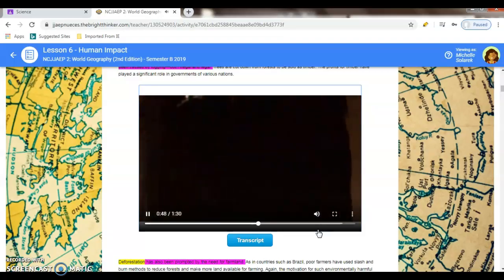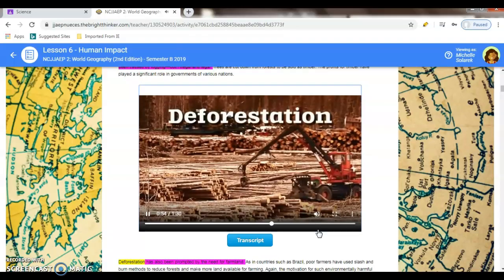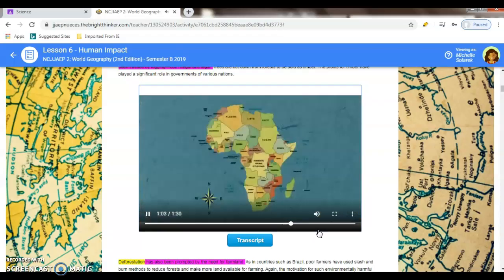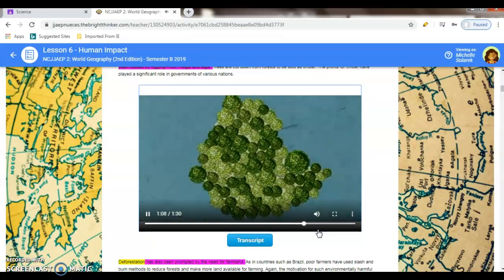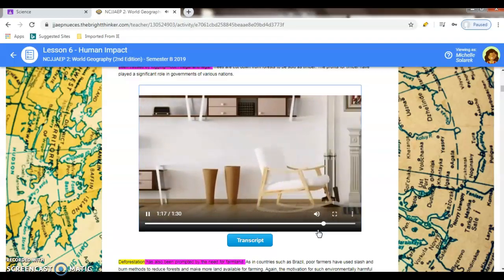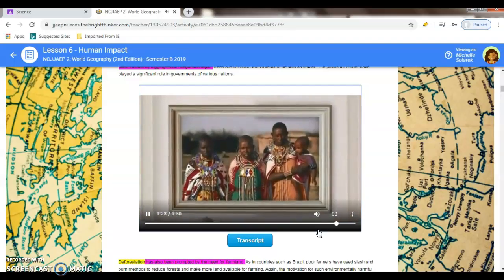The need for wood has led to the cutting down of available trees. This is called deforestation, the reduction of a forest for the purposes of farming or the use of timber. Growing populations in countries such as Ethiopia demand even more firewood, and so have experienced increased rates of deforestation. Next time you see wood being used for everyday life, maybe logs in a fireplace, remember the sub-Saharan Africans who depend on wood for their daily lives.